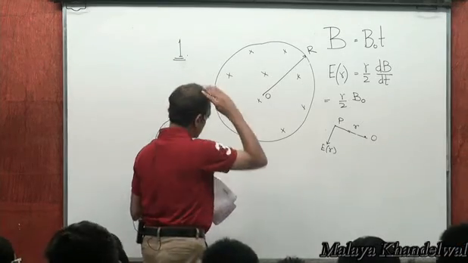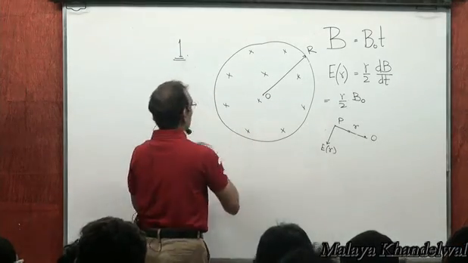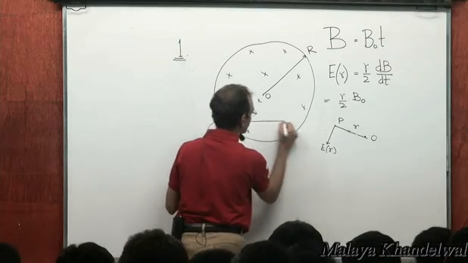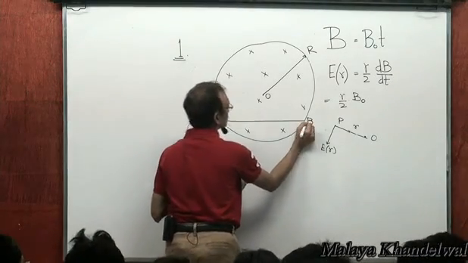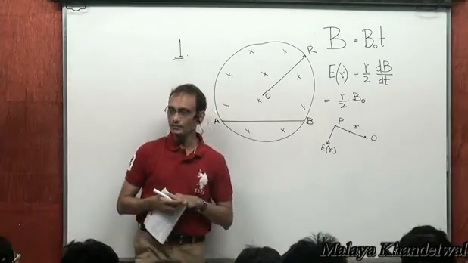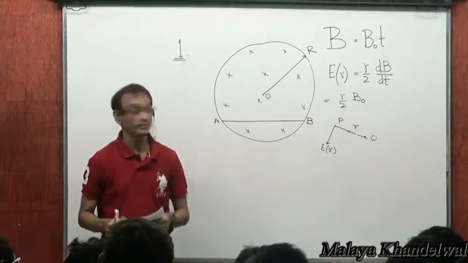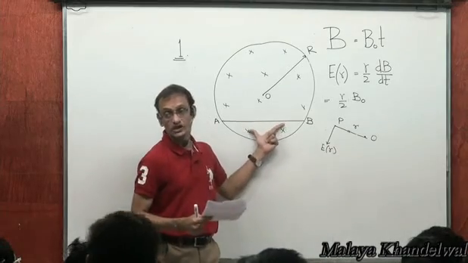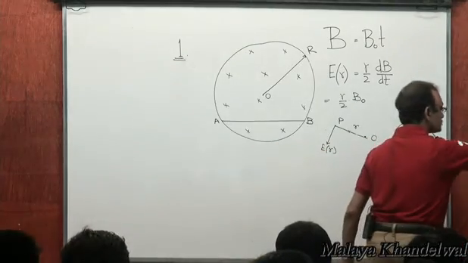Now, what they say is there is a rod kept in this region, a rod AB placed in this region. I want to be able to calculate the induced EMF in the rod AB. Let's see how to handle this.